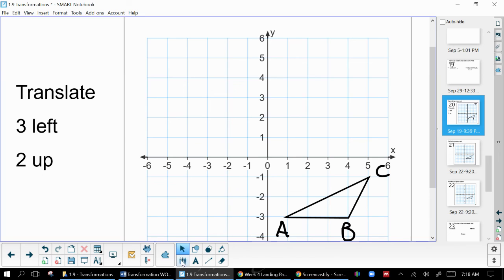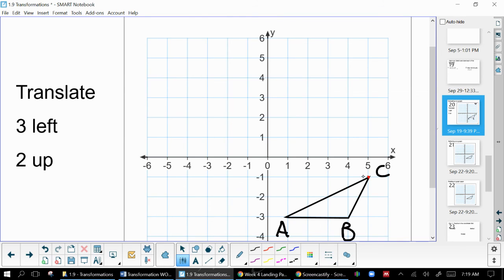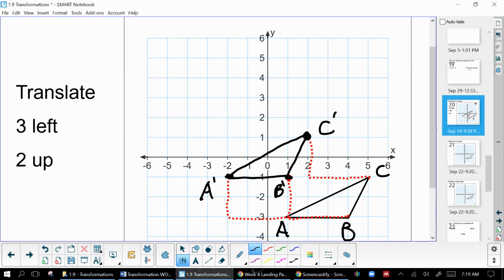All we have to do, and this one is going to seem pretty obvious for most of you, is take each point. I'm going to do this in a dotted line so you can see. You don't have to draw this in. It's going to go 3 to the left and 2 up, and that's where you're going to put your new C. We talked about yesterday in the video how we're going to call that C prime. Then we do that same thing for every other point. B is going to go 3 to the left and 2 up. There's B. And A is going to go 3 to the left and 2 up. There's A. We'll label them A prime and B prime, and then we'll draw our triangle in. And there's our translated shape.